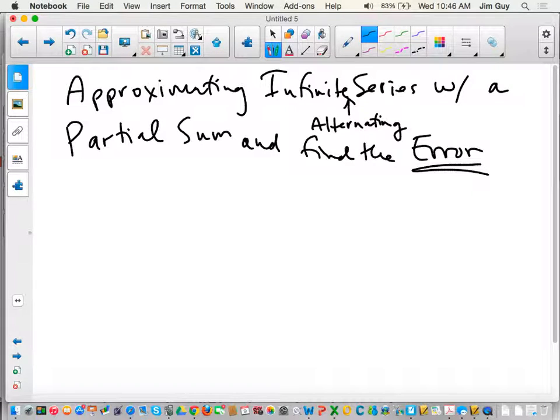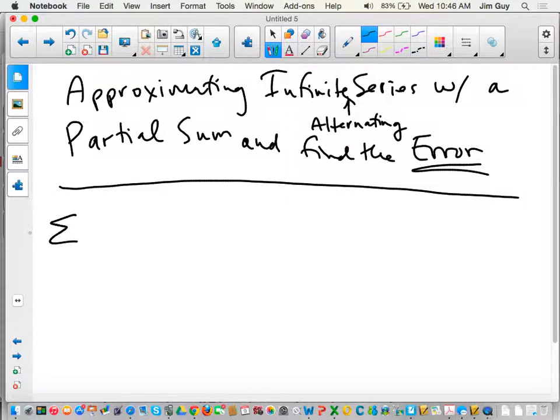This idea of error is an important one. And this is not hard. Okay? This is not going to take too long. I hope we find this not too bad, at least not for alternating series. So, let me just show you exactly what I'm talking about here.